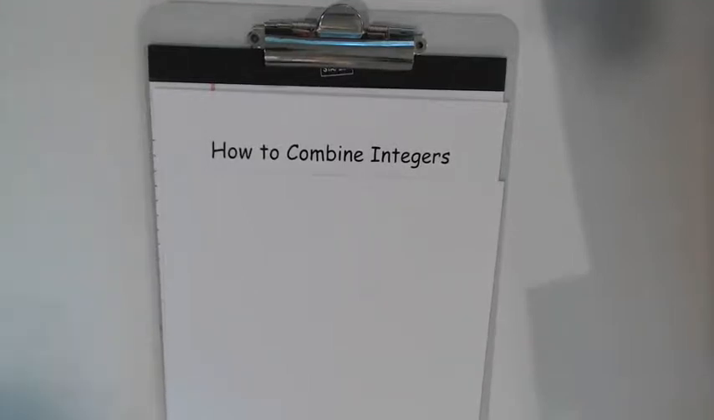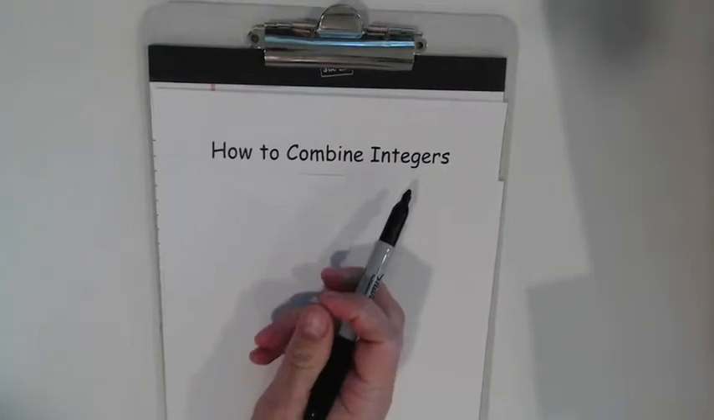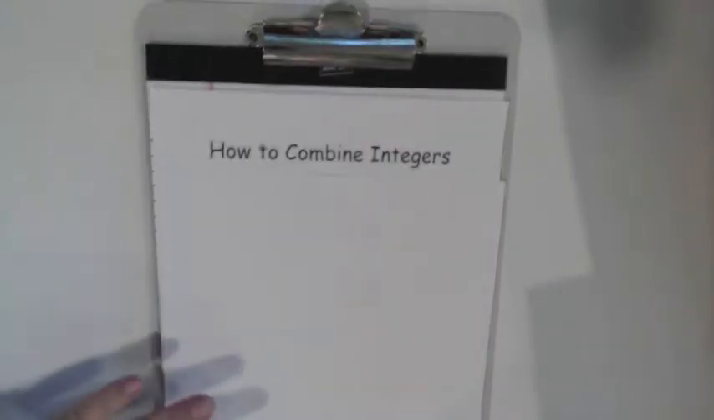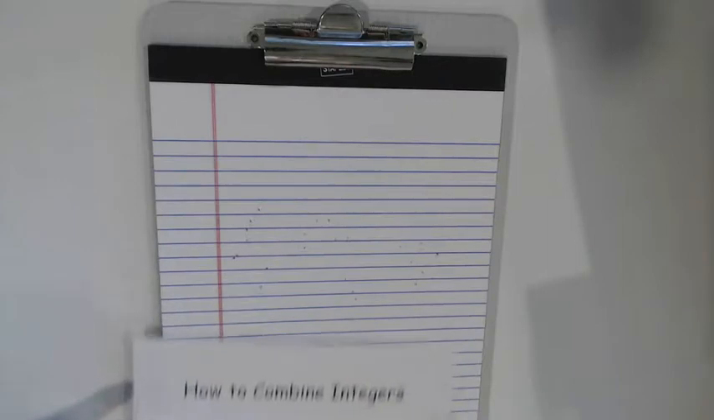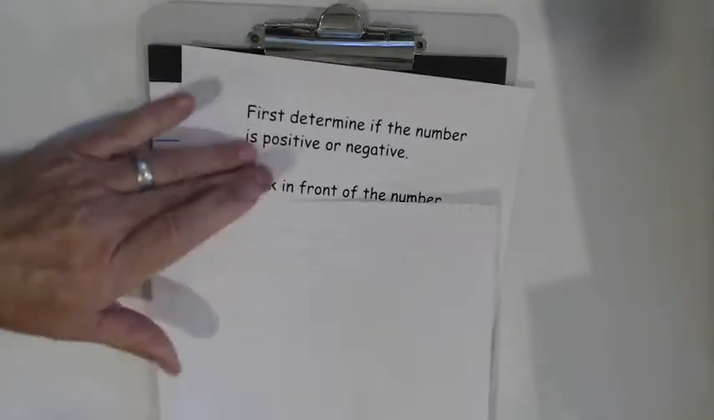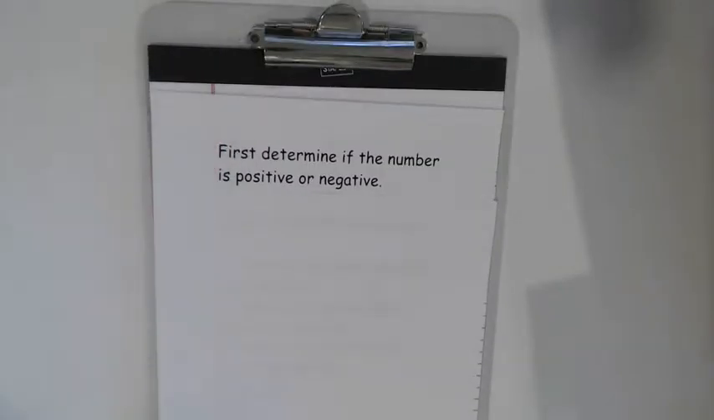What we're going to go over now is how to combine integers together. But before we can even combine integers together, the very first thing we need to do is determine whether or not a number is positive or negative. This is going to be real easy, but for some reason students have a hard time determining, hey, is this number positive or negative? And it's really important when you go to combine things together, because the rules revolve around whether or not the number is positive or negative. It's real simple. Look in front of the number.